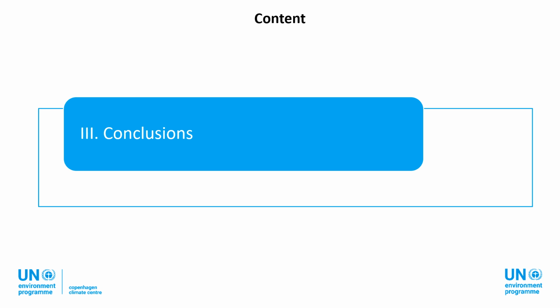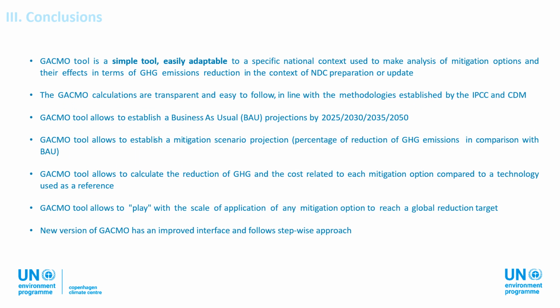Now, let's move to the final part of this presentation, conclusions. To summarize, GACMO is a simple tool. It is easily adaptable to specific national context, used to make analysis of mitigation options and their effects in terms of greenhouse gas emission reduction in the context of NDC preparation or update. The GACMO calculations are transparent and easy to follow, in line with the methodologies established by IPCC and CDM.